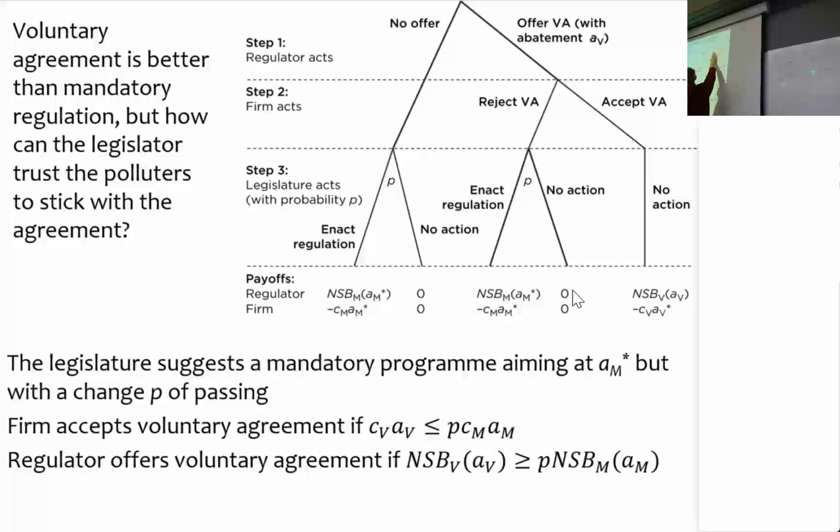Let's suppose that a regulator offers a voluntary agreement, but the firms reject this. Then we're back in this situation and we have the same payoffs, right, with the same probability. But if they accept the voluntary agreement, then there is no reason for Parliament to act, right? So we don't have a split here with no action. Then the regulator looks at the net social benefit, that is this thing here, whereas the firms look at the costs that are now CV times AV, right?